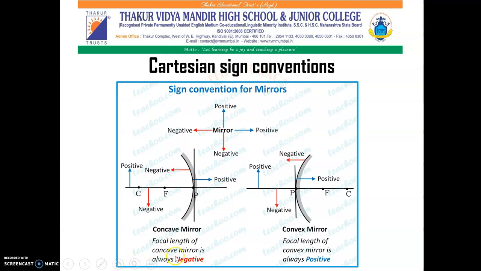And the focal length of the concave mirror is always negative. You can see over here the focal length is nothing but the length between the principal focus as well as the pole. So it is towards the left, so it is always negative. Whereas in a convex mirror, the focal length is towards the right side of the pole, so it will always be positive. These sign conventions are useful in obtaining the mirror formula.